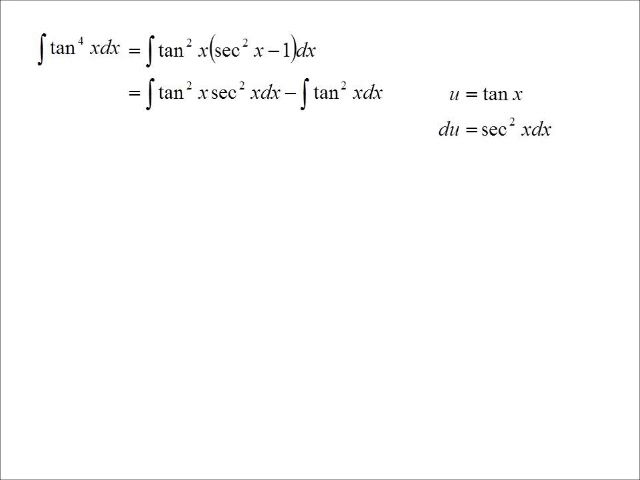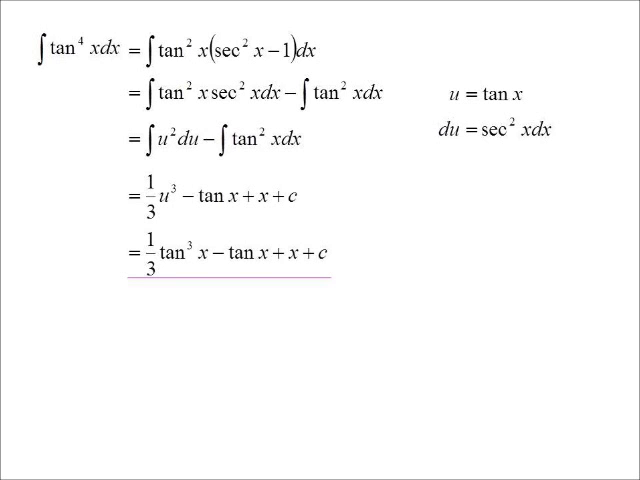So u equals tan x, sec squared, get u squared du, but also tan squared. And so we end up with a third u cubed, and we saw before that the integral of tan squared was tan x minus x. If I did tan to the 5, I'd still do the same thing. I'd go tan cubed times sec squared minus 1. Split it into two integrals.